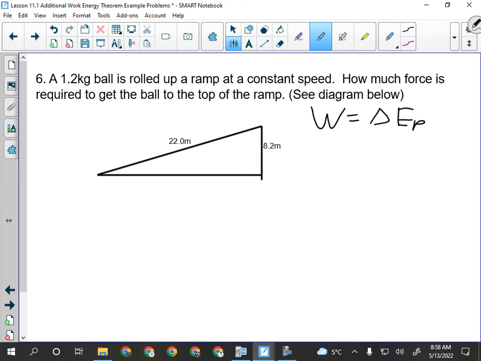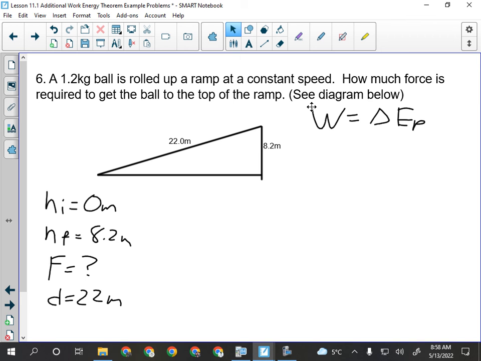But what do they give me right here? The height, the final height. What's the initial height? 0. Right. So if we're figuring out our givens here, initial height 0 meters, final height is 8.2 meters. What does that make the 22 meters? Distance. Yep, it makes it the distance. That's where I'm exerting the force, right? I'm pushing it up the ramp. So my force is exerted over the 22-meter distance. Okay, maybe that'll get you started.